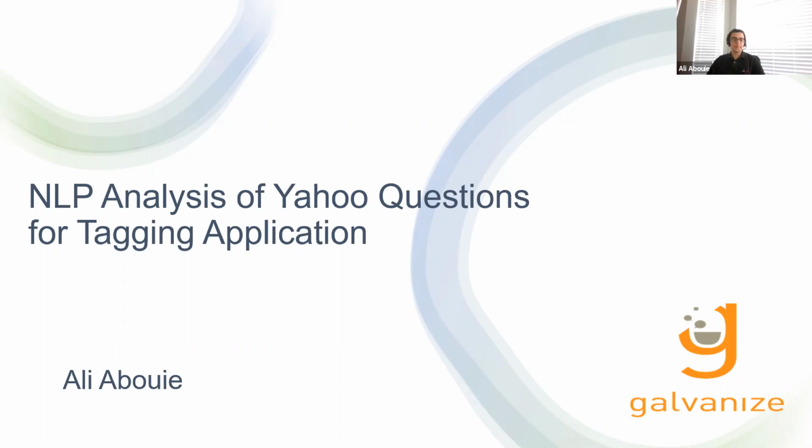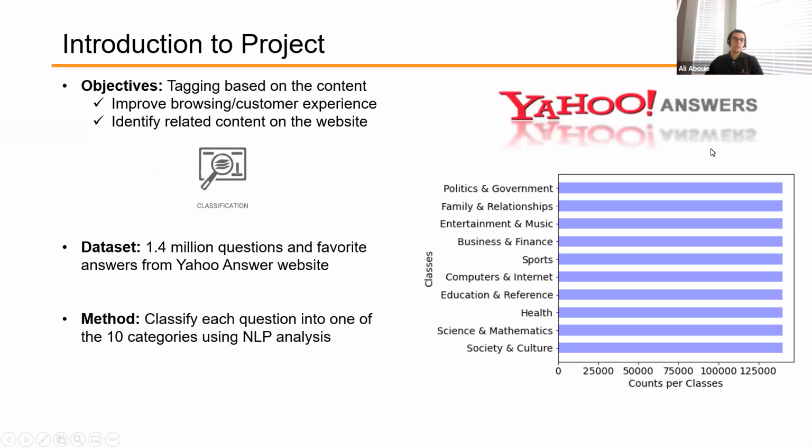So hi everyone, my name is Ali, and in this project I work on NLP analysis of Yahoo questions for tagging application. So the goal of this project is to tag and classify a text based on the content. And this has daily application in our lives when we are searching through e-commerce websites, using search engines, and also when you're using social media.